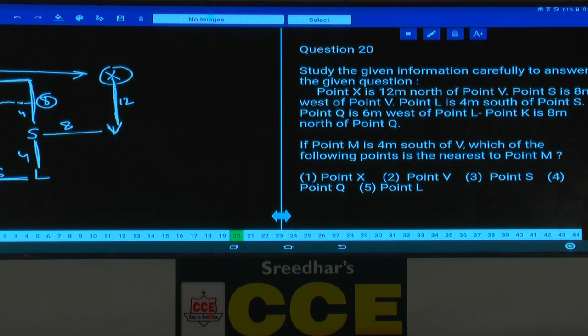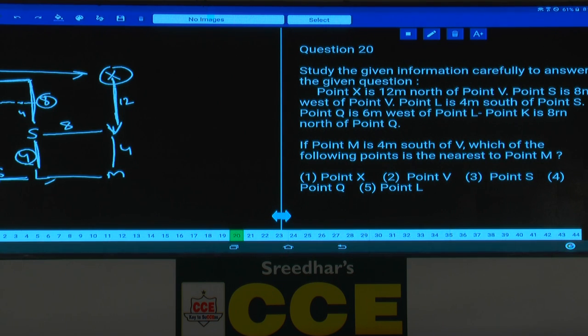Then question number 28. If point M is 4 meters to the south of point V, M is 4 meters to the south of point V means this 4 and this 4 are one and the same. Hence this will be what? M. M is 4 meters to the south of V. Which of the following points is the nearest to point M? Tell me which is nearest to M here.